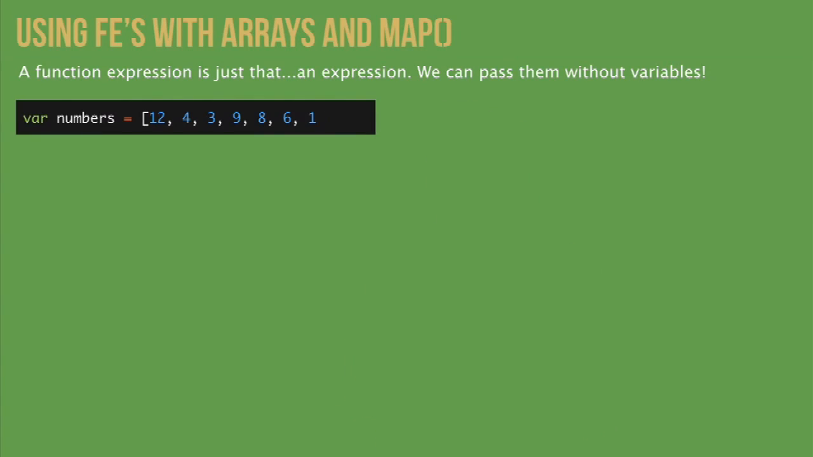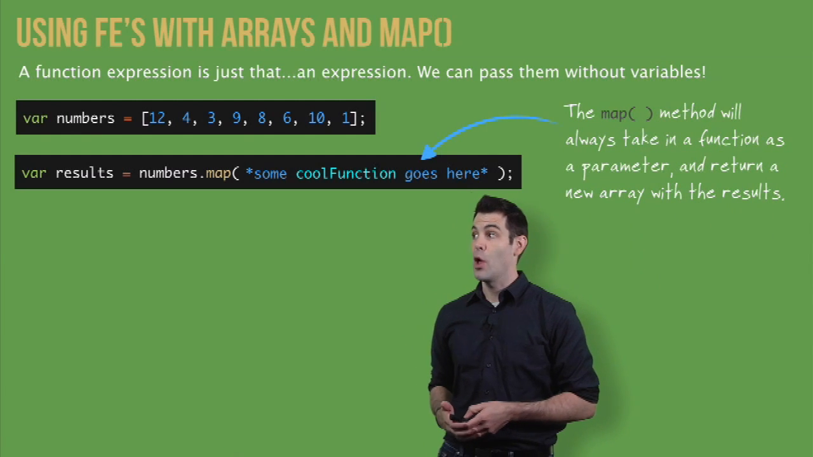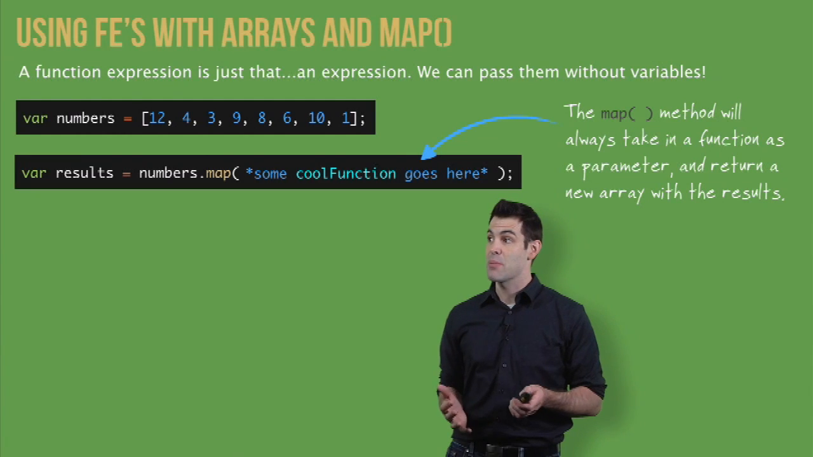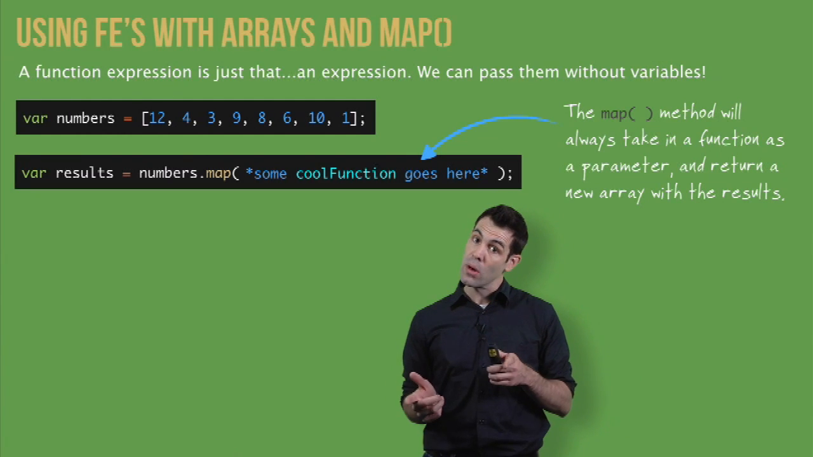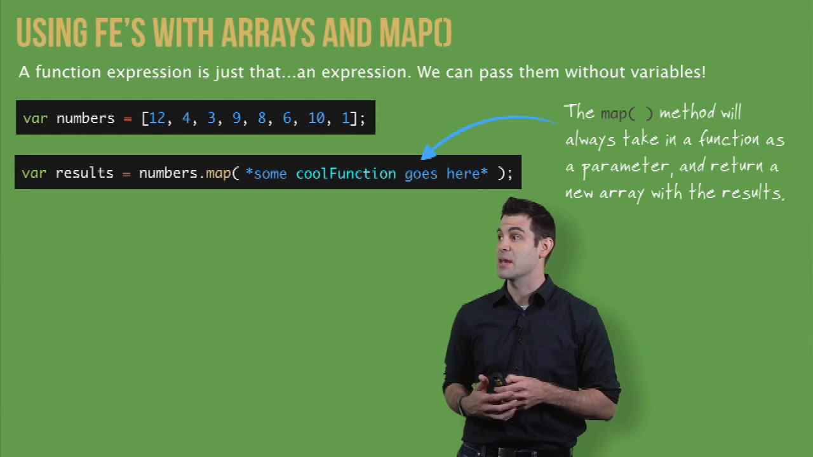So say we had an array of numbers, and we stored it in a variable called, as you might expect, numbers. And then we established a new variable called results. To that variable, we will assign something very special. You can see that we call the numbers array with its map method. And then inside the parameters for that map method, we're going to pass some cool function. Now be aware that the map method of an array will always take in a function as a parameter, whether it's a function expression or a function expression stored in a variable, but it just has to be a function that the map method gets.